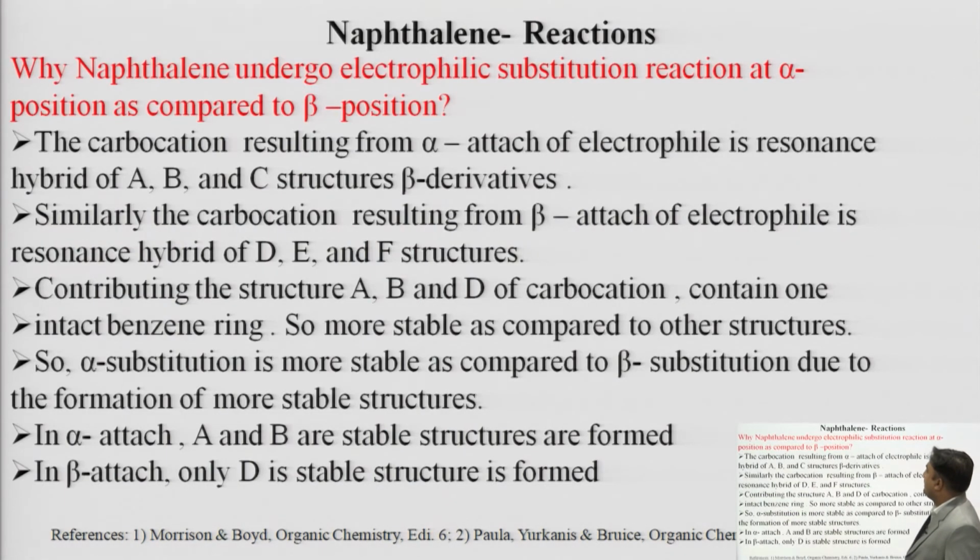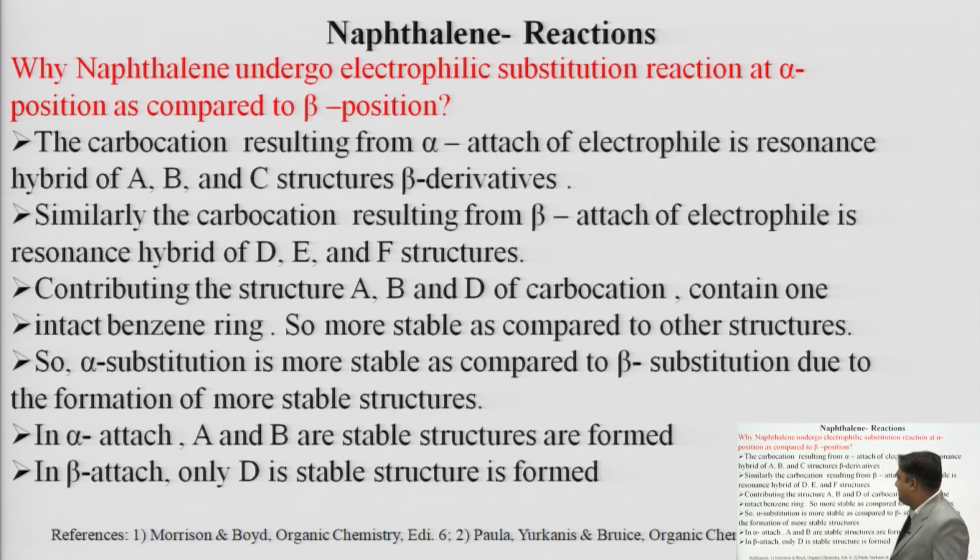Again, there are certain points which have to be clear about the reactions of naphthalene. As I said, naphthalene prefers electrophilic substitution reactions. I already explained how electrophilic substitution is preferred, because there is a possibility of an electron cloud above and below the benzene ring. Here, why does naphthalene undergo electrophilic substitution at the alpha position as compared to the beta position?